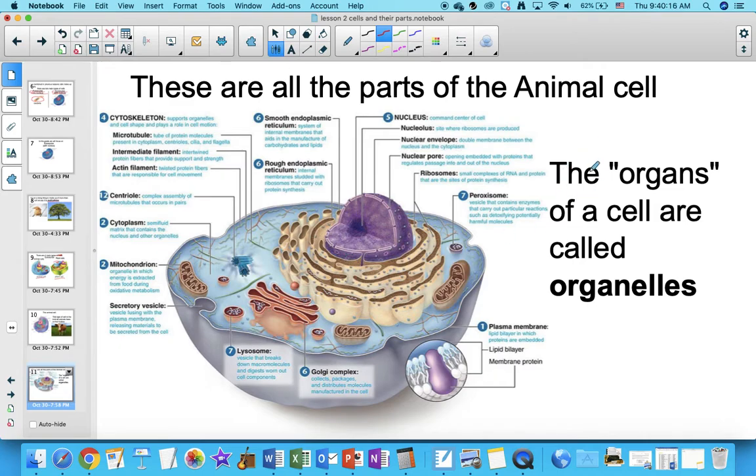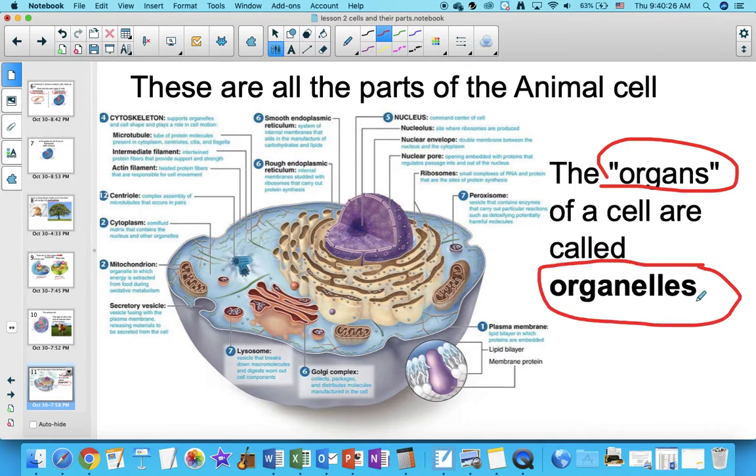So in this case, you could say that these are the organs of the cell. But they're small, right? So we won't call them organs, we call them organelles. So when we're talking about the parts of a cell, when we say, what is this part? We're actually calling it an organelle. Organelles are the parts of cells. So please know that. Don't call them organs, call them organelles.